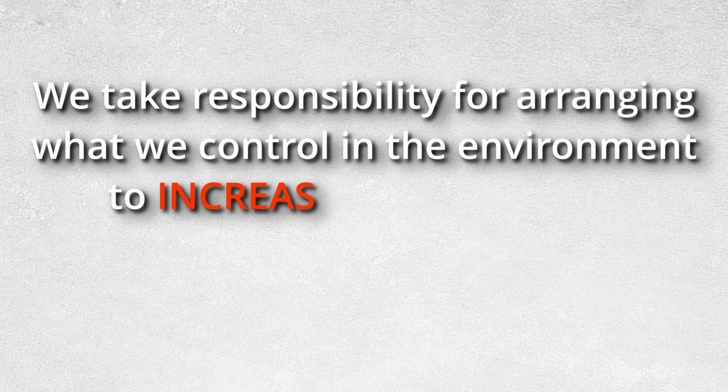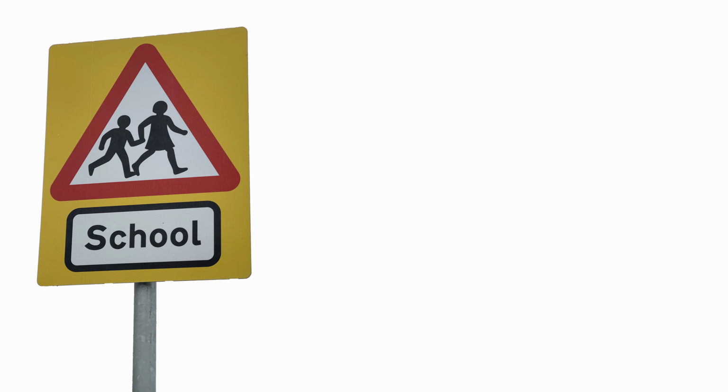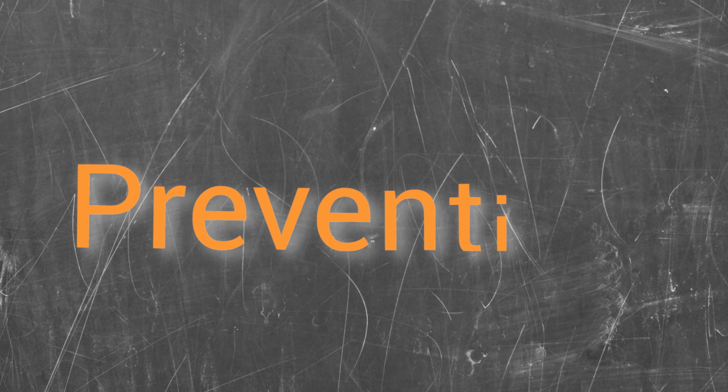Rather, classroom management means that we take responsibility for arranging what we control in the environment to increase the probability of student success. Think of it like this. A school crossing street sign does not force you to slow your speed, but it does create a probability for safer driving. Of course, consequences are also a part of this, and we'll talk about that. But effective management is foremost focused on prevention.